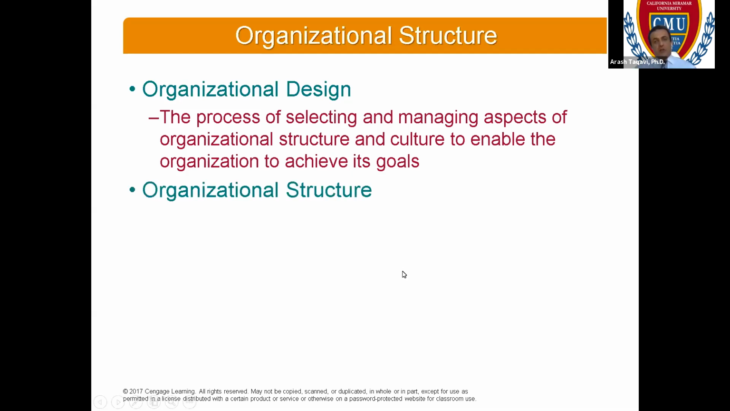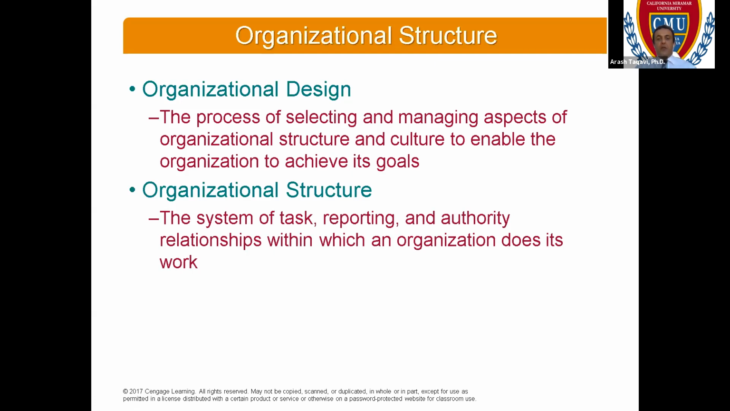Organizational structure, as one part of organizational design, is the system of tasks, reporting, and authority relationships within which an organization does its work. It is the priority in an organization: who is the CEO, who is the CFO, who are the simple workers and mid-level managers. We have structure in an organization to achieve its goals. People interact together at different levels of authority within an organization.